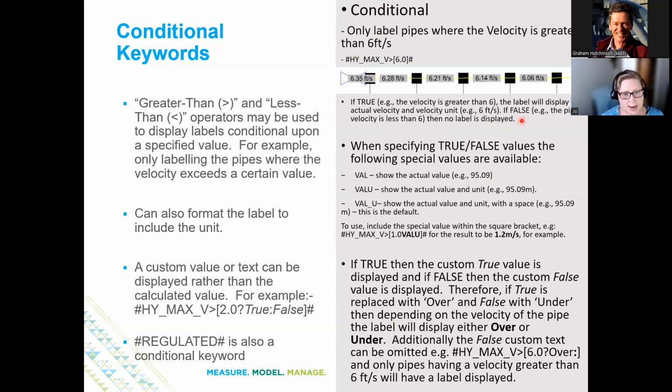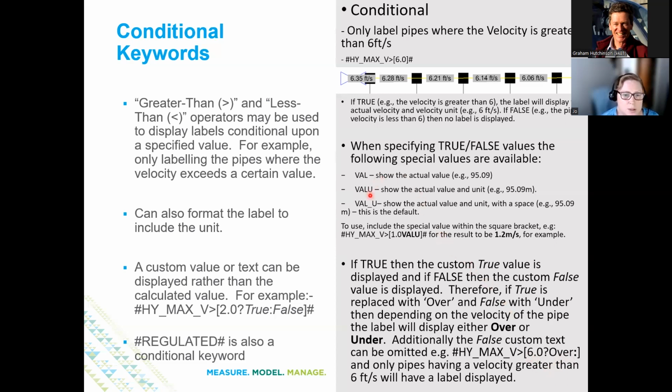You can also label it with words or other values instead of just saying label it with the velocity. If it's over a certain value, you can put words with it. So you can put, say, over or under, and you don't need to have a false option. You can leave that out completely so that only the ones that are over would be labeled with the word, and the ones that are under wouldn't be.